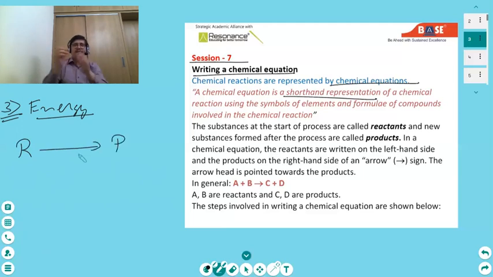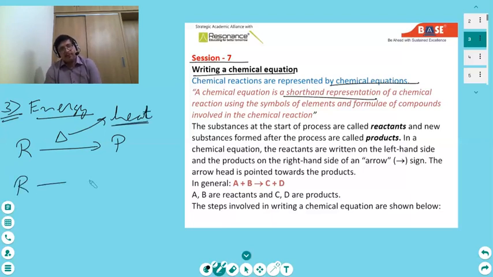Generally, reactant doesn't give product. If you take uncooked rice and put it into water and leave it, it will not boil on its own. You need to give heat from outside. So that heat is represented by the Greek symbol delta, which represents your heat.